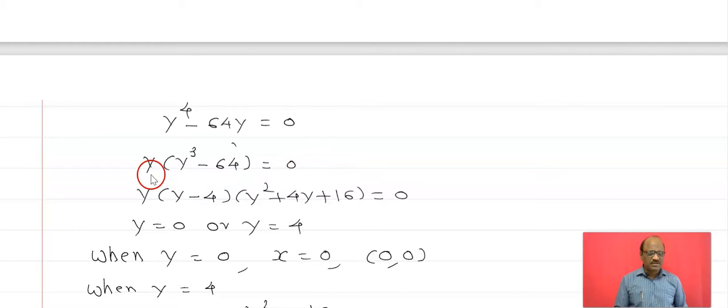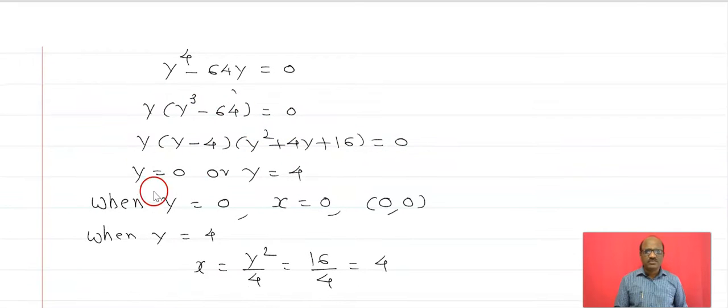That is y(y³ − 64). What are the factors of y³ − 64? That is a³ − b³. Its factors are, in the first bracket, y − 4 and in the second bracket y² + 4y + 16, equals 0. Therefore y = 0, y = 4. For y² + 4y + 16, we cannot factorize it; the factors are imaginary. Therefore here we have the 2 points, y = 0 and y = 4.